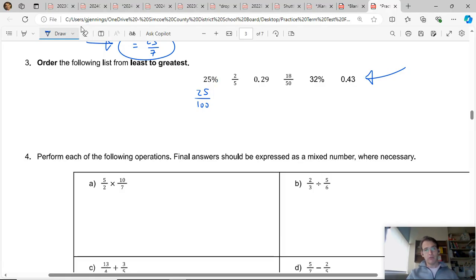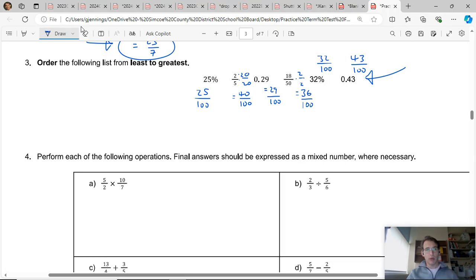Okay, 2 over 5, well, I can multiply their top and bottom by 20 and convert that into 40 over 100. Well, that's a lot bigger than 25%. 0.29 is 29 over 100. That's bigger than 25%, but smaller than 2/5. 18 over 50, I multiply here by 2 on 2, and that's equal to 36 on 100. Oh, we got something in the middle there. 32% is 32 on 100. And 0.43 is 43 on 100.